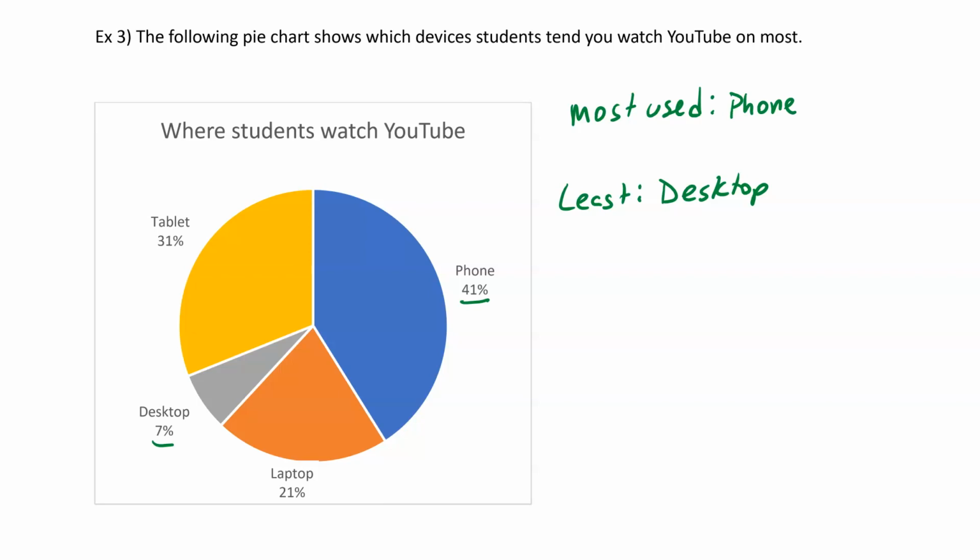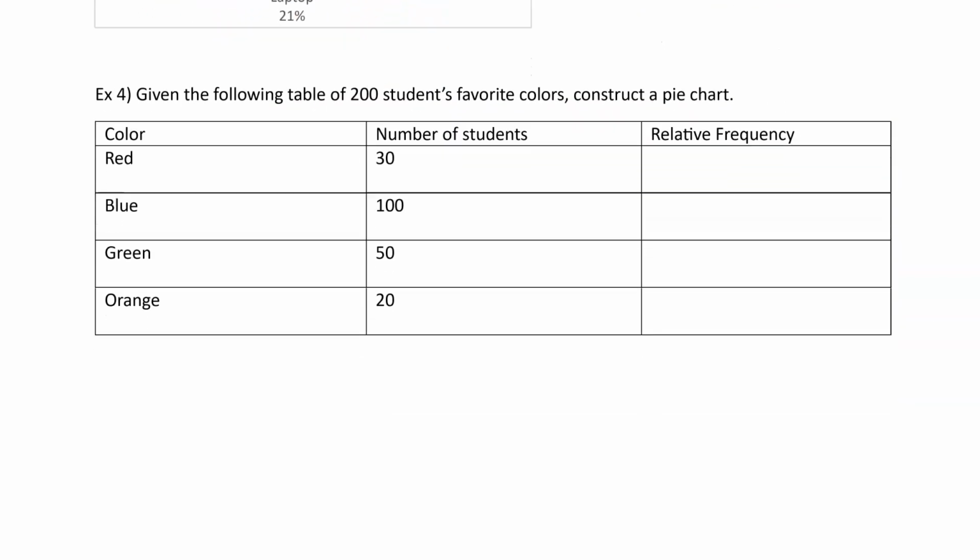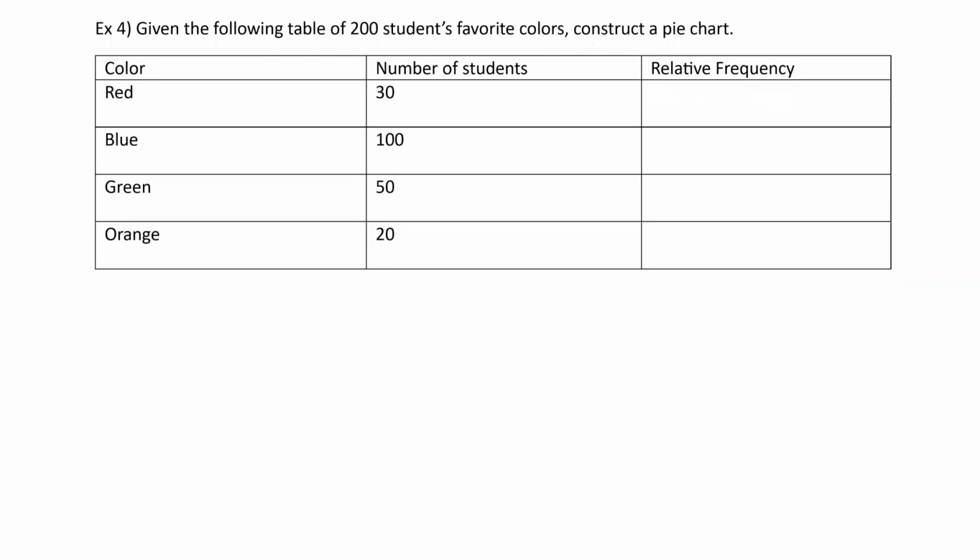Okay, so now you've seen kind of what it's supposed to look like and the idea behind it of it just being a very visual way to see which pieces are bigger. We're now going to look at constructing one. So example 4, given the following table of 200 students' favorite colors, construct a pie chart.